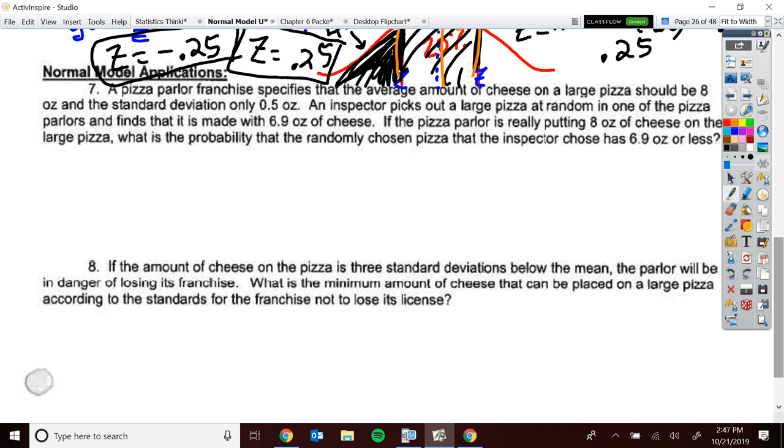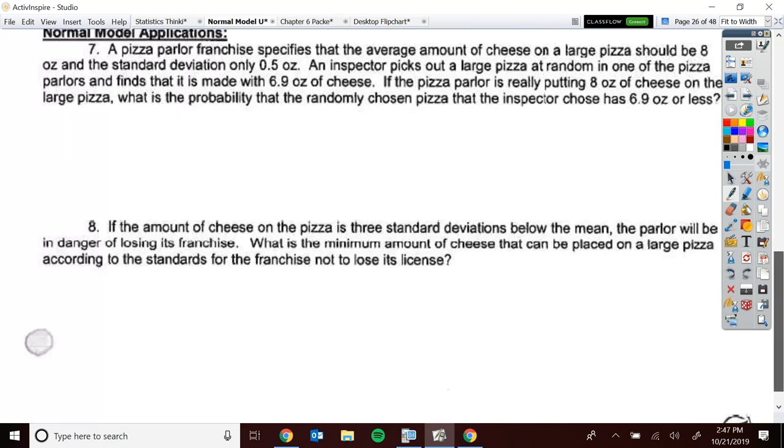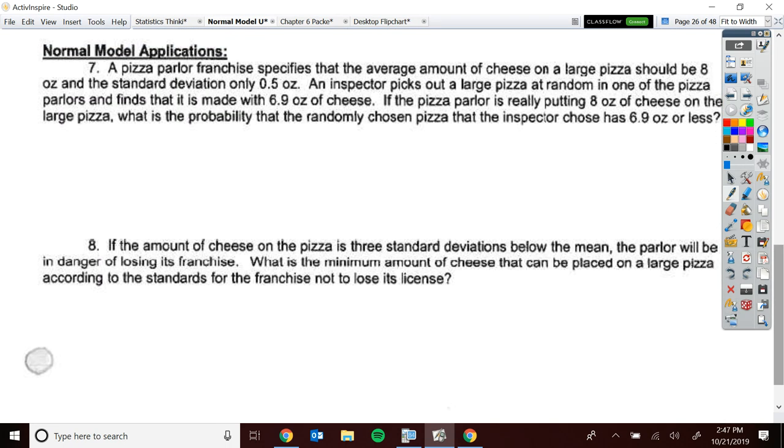So here comes number seven. And so now we just start all into the applications. So the first thing I want you to do as you go through this application problem is read it and fill in. I always start an application problem with these four things on the side. So I start seeing, what do I have and what do I need? Okay, so fill that in.